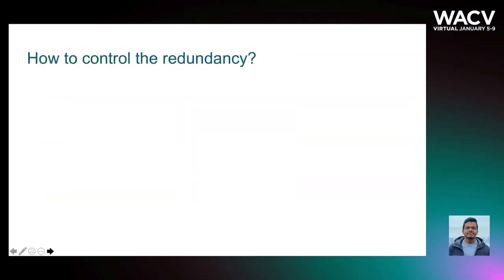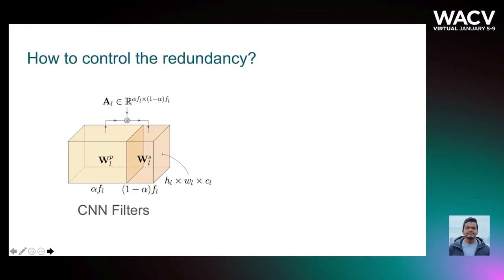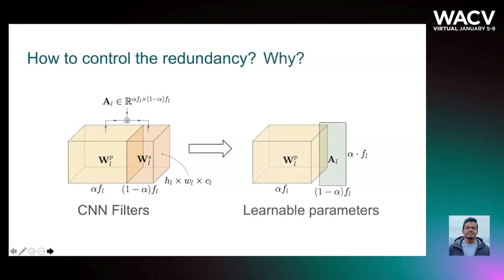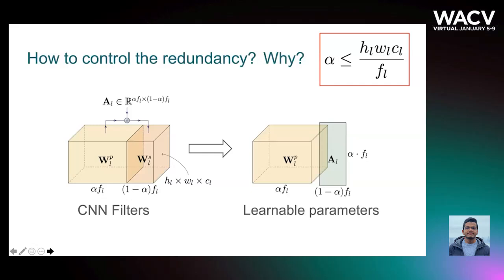So how can we control this redundancy in practice? We can initialize a set of primary filters and a set of linear combinations which combines these primary filters to generate the secondary filters. And why would we do so? If we initialize as such, our learnable parameters will look like this. We have a set of primary filters and a set of linear combinations. And if this hyperparameter alpha satisfies this condition, then we can have a parameter reduction in our convolutional layer.